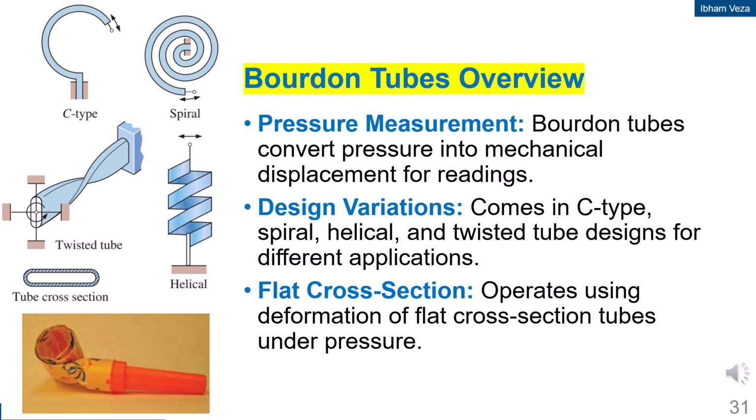Bourdon tubes overview. A Bourdon tube converts fluid pressure into mechanical displacement that can be read by a pointer. When pressure enters the tube, the flattened tube tends to straighten. This shape change is then translated into pointer movement on a scale. There are various designs, such as C-type, spiral, and helical, for different pressure ranges. This principle is widely used in industrial pressure gauges.